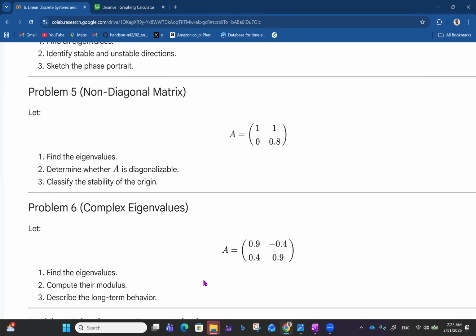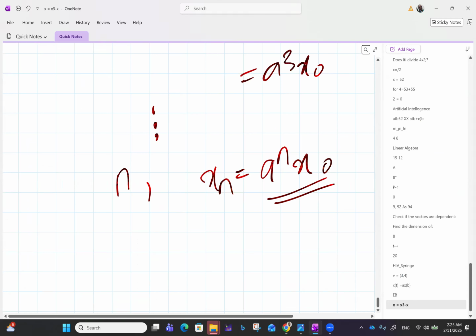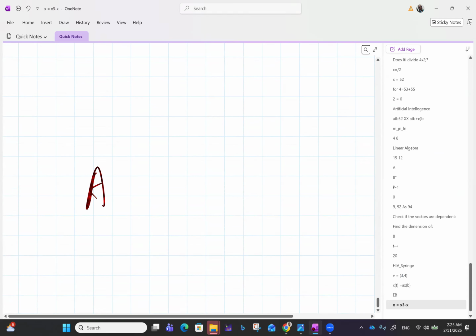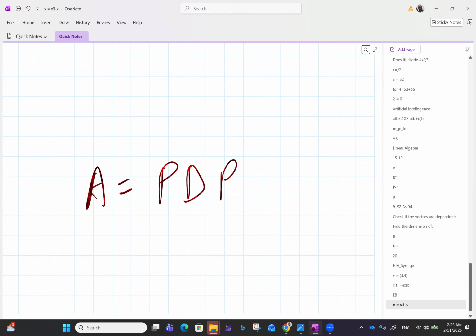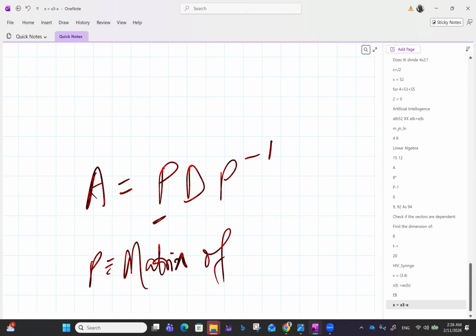Then we have 5 and 6. Find the eigenvalues. Of course, that's 1 and 0.8. Determine whether it is diagonalizable. Okay, you can check that out for diagonalizability. For something to be diagonalizable, you want to be able to write the matrix A. So matrix A is diagonalizable if you can write it as PDP inverse, where P is the matrix of eigenvectors.